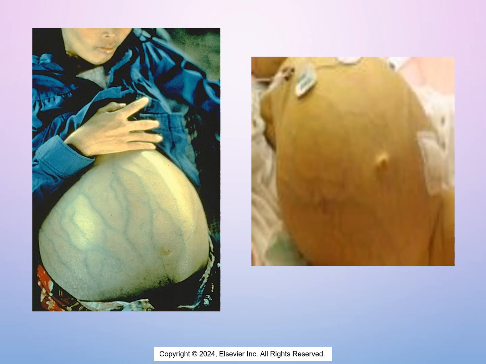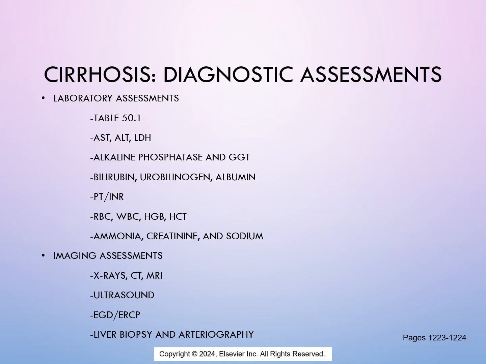The picture on the left shows dilated abdominal veins seen with massive ascites and late cirrhosis. The picture on the right shows a protruding umbilicus due to massive ascites. Table 50.1 on page 1223 details abnormal lab findings associated with liver disease and their significance.